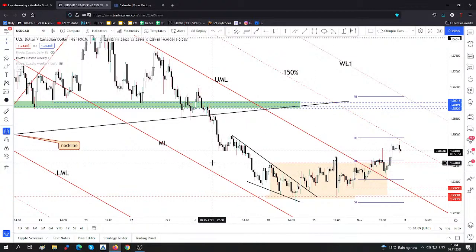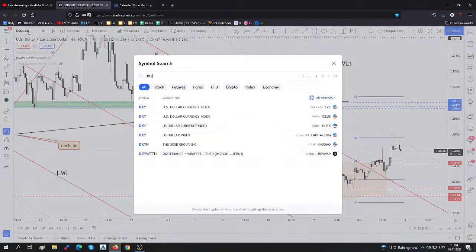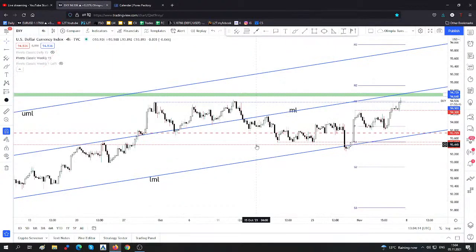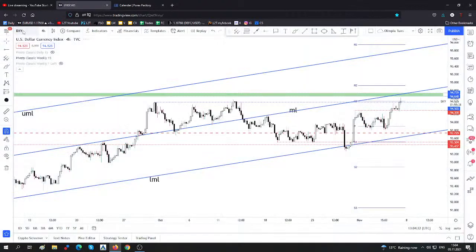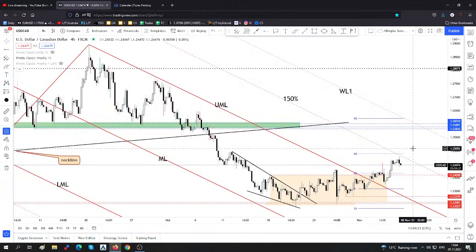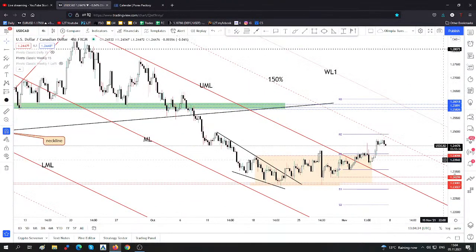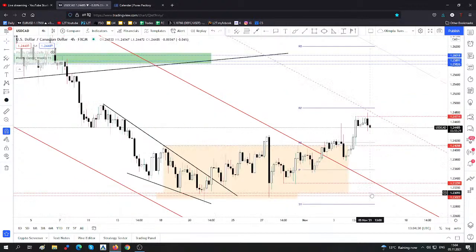Okay, US dollar, Canadian dollar. Let's take a look again at the dollar index. So the dollar index is still there above 94.50. USD, Canadian dollar. So 1.2471, guys. This former high was seen as resistance.